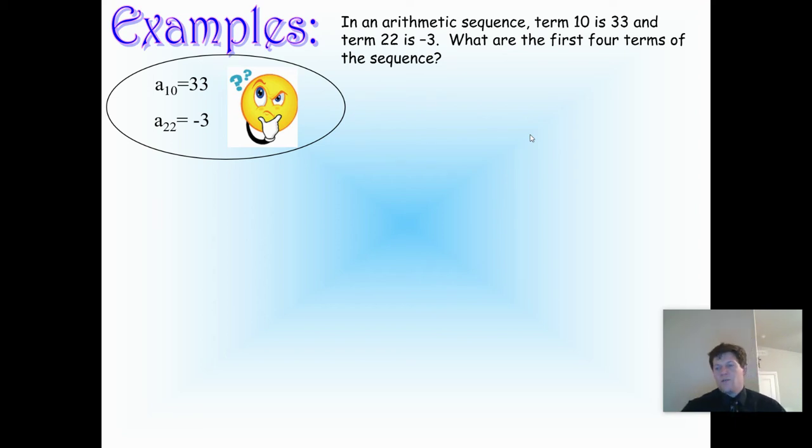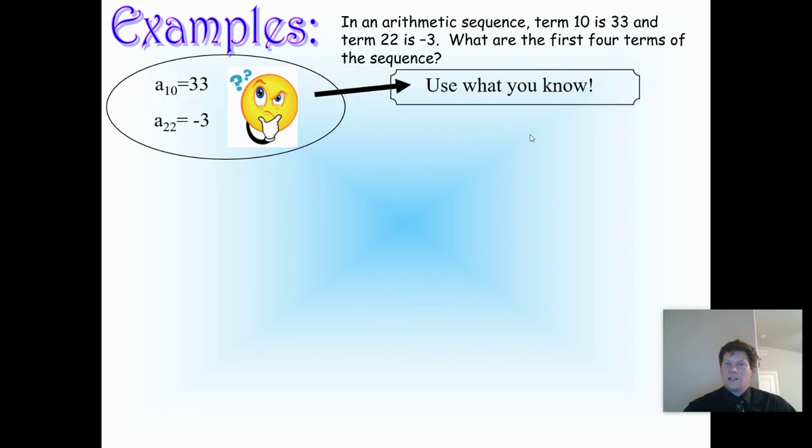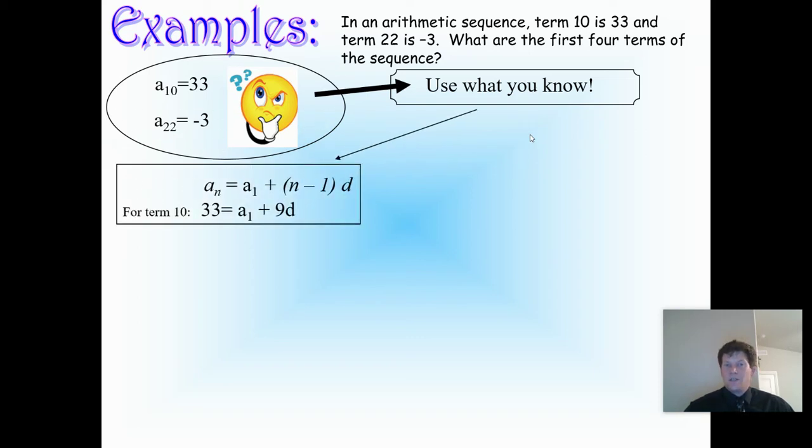So this one's tricky because they don't tell you what a1 is, they don't tell you the first term, and they don't tell you what the common difference is. We have to use our knowledge to try to figure this one out. To do so, we're going to set up a system of equations. Knowing that our 10th term is 33, we could plug in and have 2 equations left over.